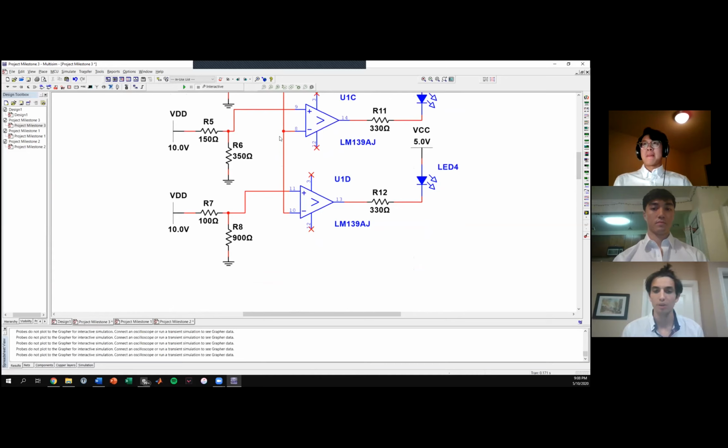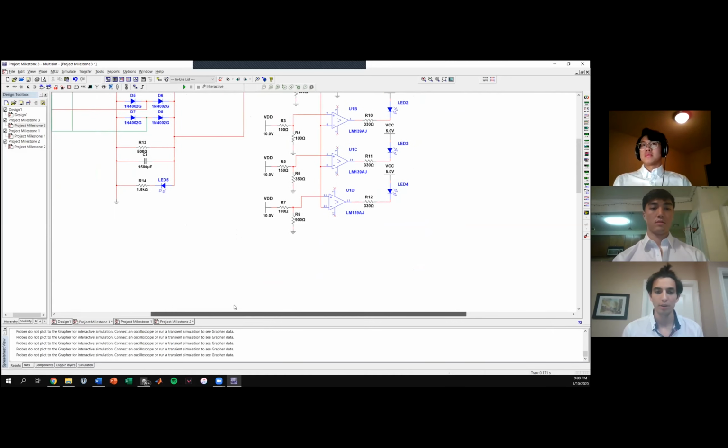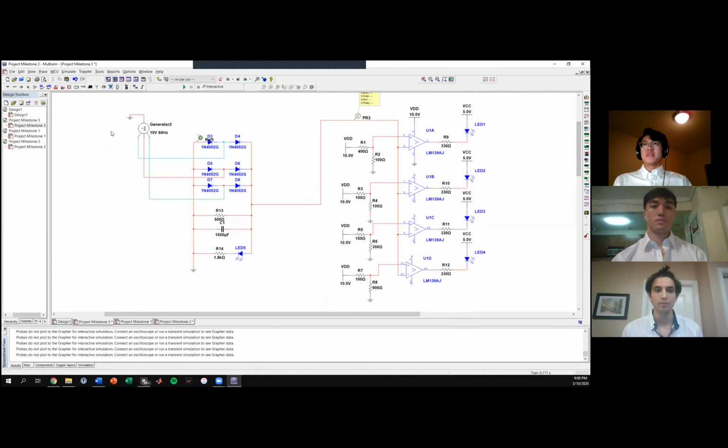Next, we'll do an overall analysis to explain how this whole combined circuit works. To do a final run through of the entire design, the generator will input a three-phase AC voltage into our rectifier. In the rectifier, we will convert that into a single-phase DC voltage. The single-phase DC voltage will then feed into the comparators, and each comparator will turn on or off depending on the voltage level of the circuit.